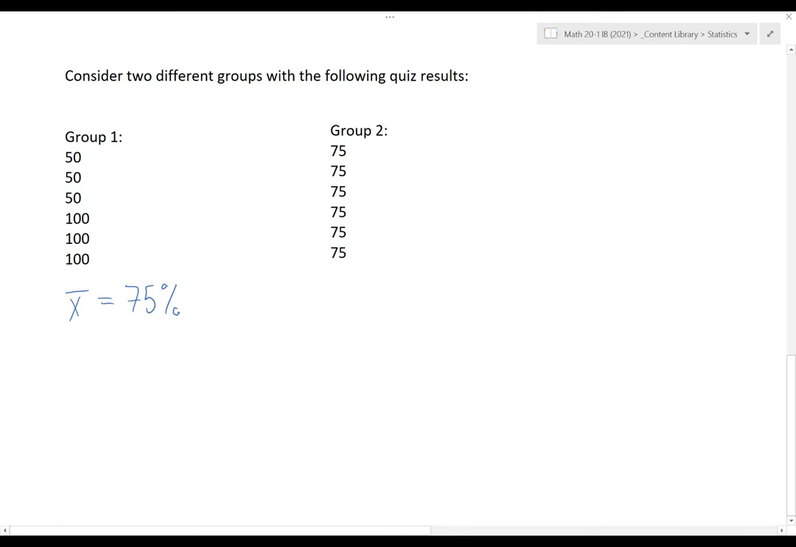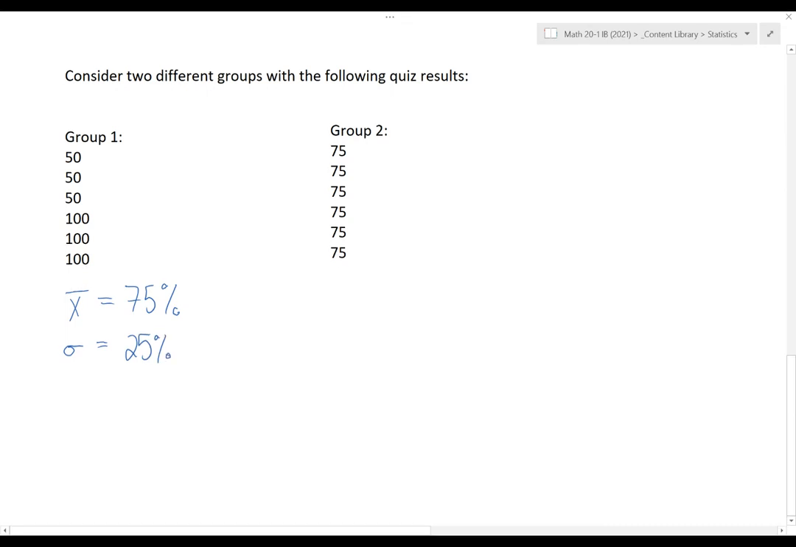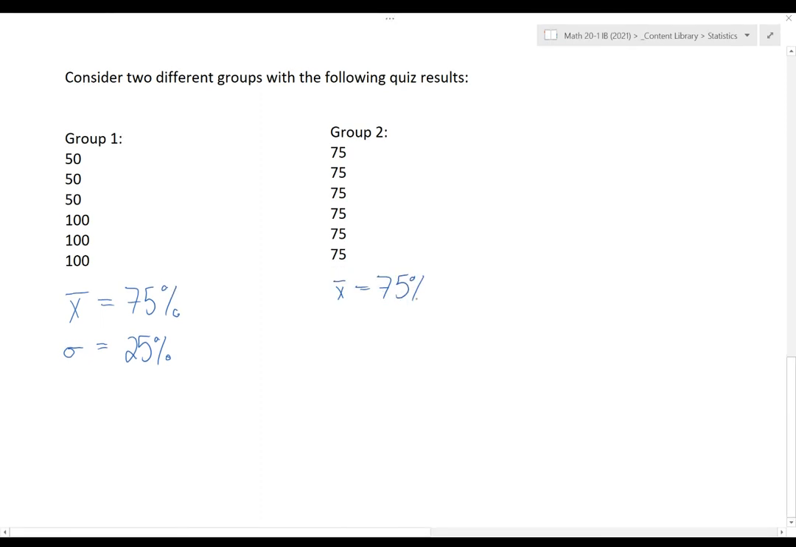A little less standard, but remember I told you that standard deviation kind of means the average distance from the mean. So if I look at all of these numbers, they are all 25 away from the mean. Above or below doesn't really matter. And that does end up being the standard deviation here. The standard deviation is 25%, because on average, a data point would be 25 away from the mean. Half of them are above, half of them are below, but they're all 25 away. This second group, on the other hand, where everybody got 75%, that obviously is the mean again. In this case, my standard deviation is going to be 0.